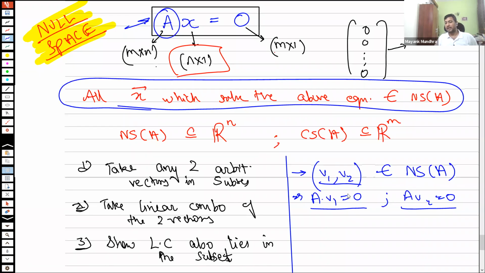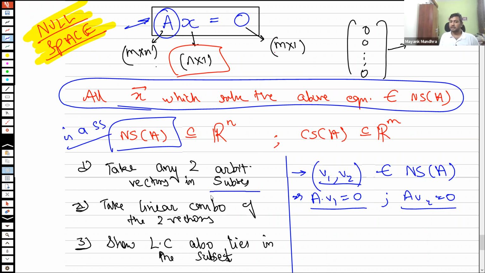So my aim was to take two vectors in the null space. The aim is to show that the null space is a subspace. So I take any two vectors in that particular subset, the subspace. So V1, V2 belong to null space, which basically says that A times V1 is 0 and A times V2 is 0. Is this clear?